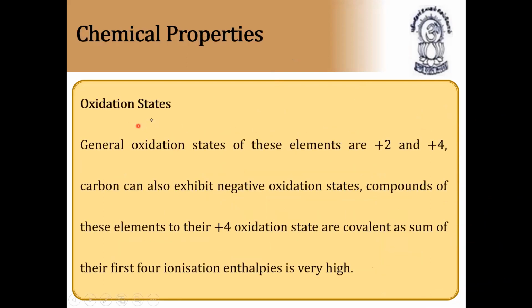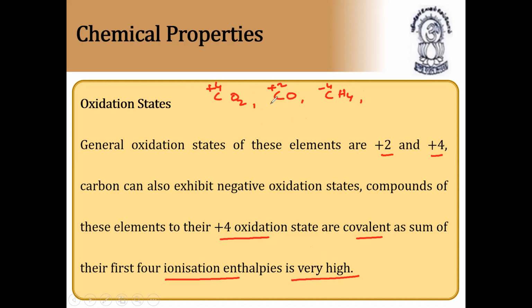Chemical properties: oxidation states. The general oxidation states of these elements are +2 and +4. Carbon can also exhibit negative oxidation states. Compounds of these elements in their +4 oxidation state are covalent as the sum of their first four ionization enthalpies is very high. Carbon dioxide exhibits +4, carbon monoxide +2, and in methane it is -4. So carbon can exhibit both positive and negative oxidation states.